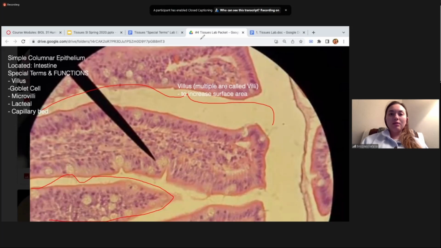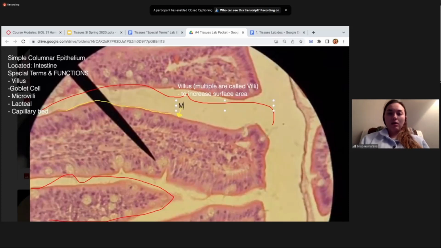And then lining the surface of the villi, I'll use yellow. So do you guys see this little pink line here? It's like this pink blurry line and it goes all along the surface of the villi all the way around. Yes? Pink kind of blurry line right here. That represents the microvilli.